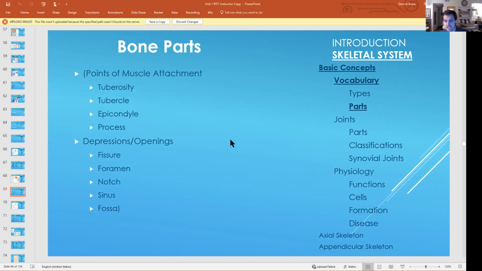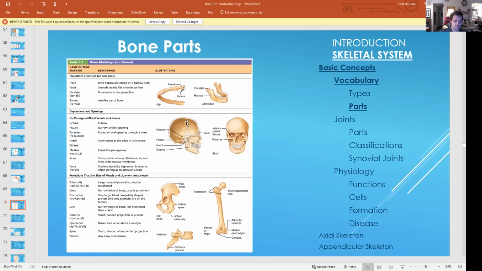Like the coracoid process, right? And then these are different depressions: fissures, foramen, notch, sinus, fossa. You can look at those. A foramen is going to be a hole, right? A notch is pretty self-explanatory. A sinus is a hole inside of the bone, like your sinuses. And a fossa is a big, large depression.